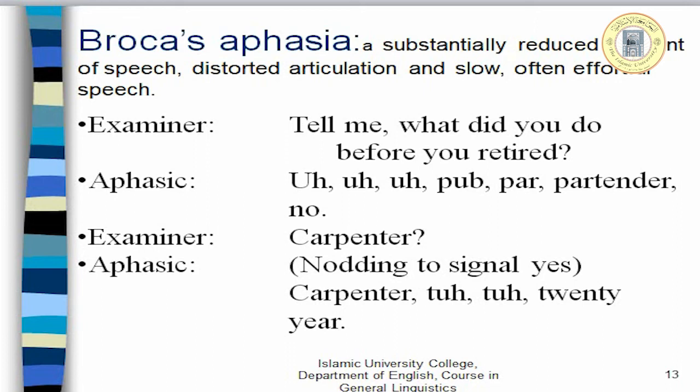Bartender. So there is some kind of loss in terms of producing speech or articulation. Examiner: carpenter? Aphasic, nodding to signal yes: Carpenter, 20 years. So first, the loss of articulation. He said bartender, while in fact carpenter. So this is the part which is missed or lost. And the loss itself represents what is called speech production.